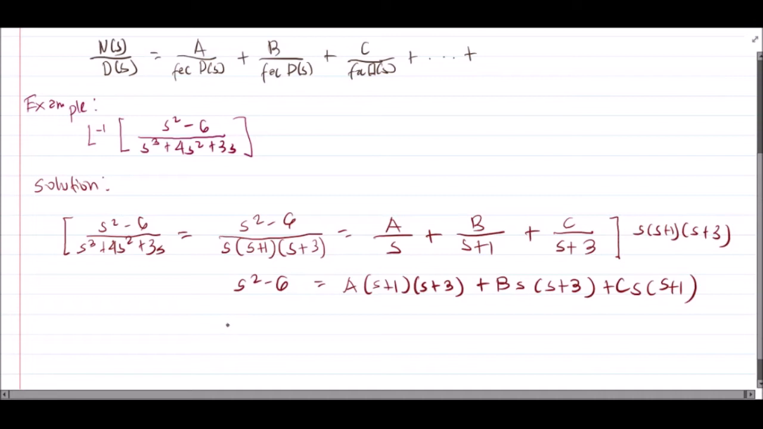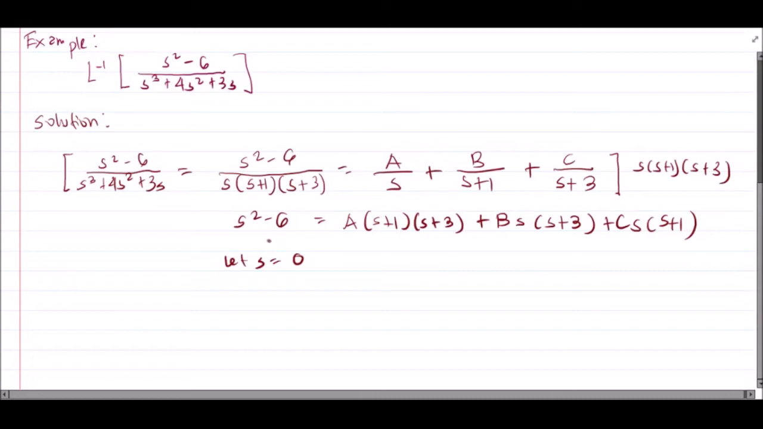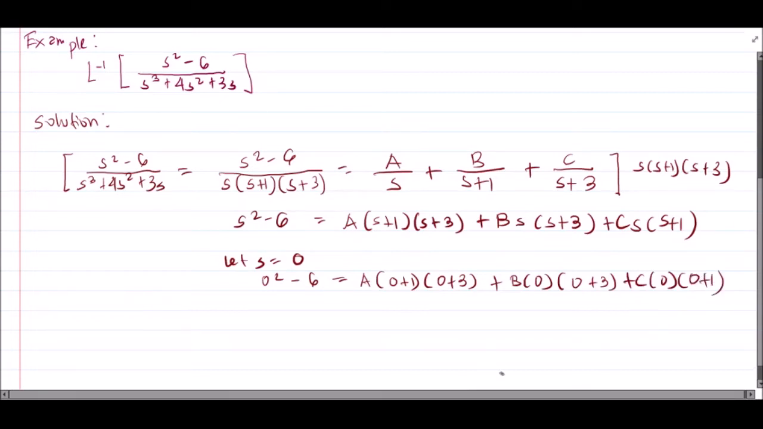So let s be equal to 0. We'll substitute the value of s as 0. So we have 0 squared minus 6 is equal to a times (s plus 1)(s plus 3), plus b times s times (s plus 3), plus c times s times (s plus 1). So this will be equal to negative 6, and this will be 1 times 3, so that will be 3a.